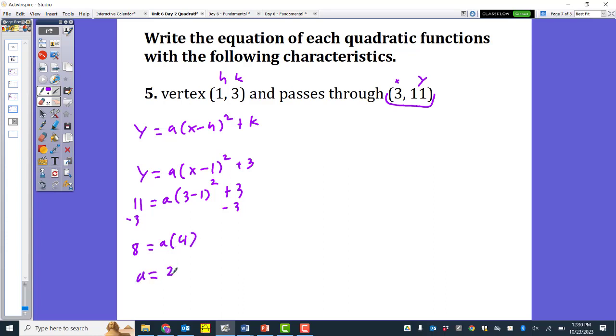Now we're not done when we just get a. We have to actually create the equation, the full equation. So y equals 2 times x minus 1 squared plus 3. And there's our final answer.